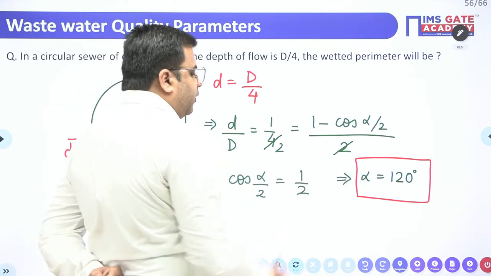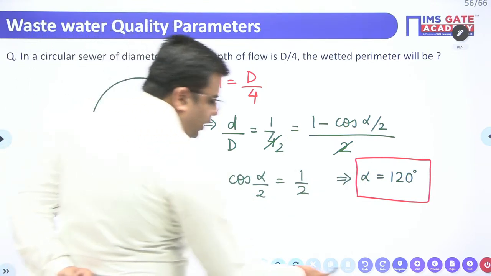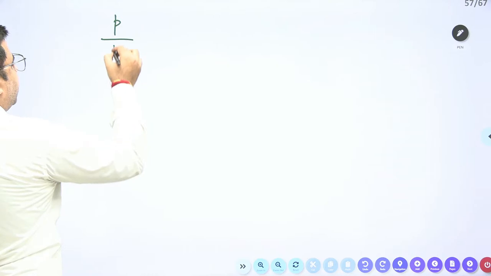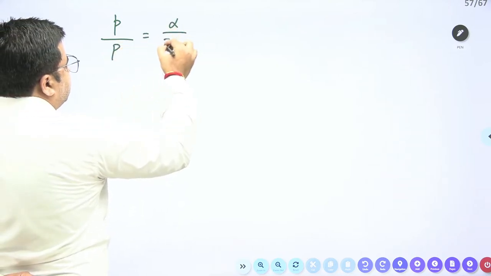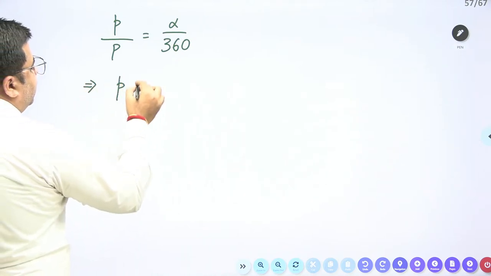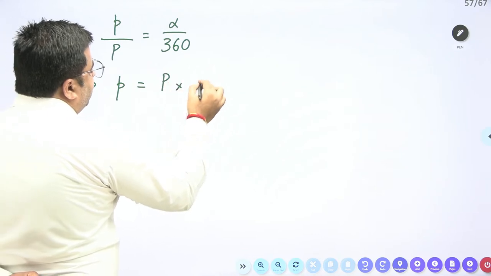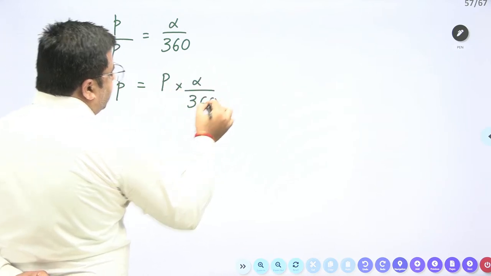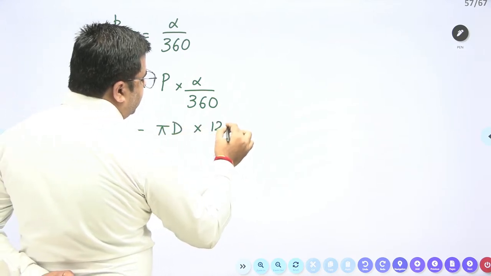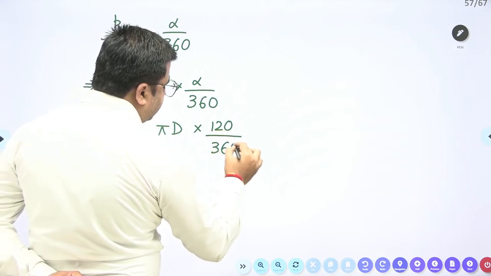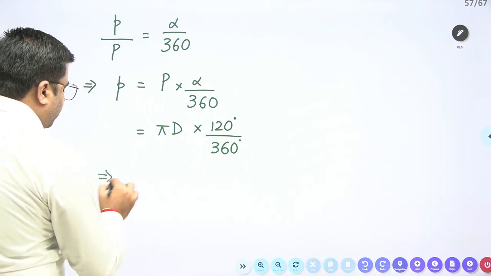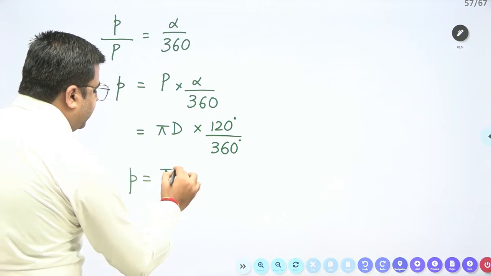So if you have the value of alpha, you can calculate the wetted perimeter. Small p by capital P is equal to alpha by 360. The value of small p is capital P into alpha by 360. So capital P is pi d, multiplied by alpha, which is 120, divided by 360 degrees. So from here, you have the value of wetted perimeter as pi d by 3.